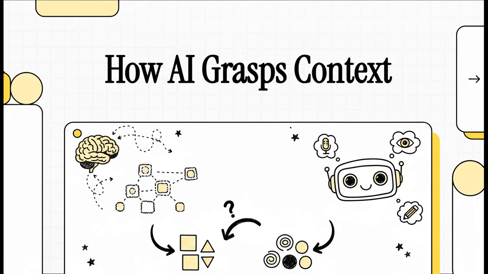All right, today we're going to pull back the curtain on the brilliant idea that makes everything from ChatGPT to these incredible AI image generators actually work. It's called the attention mechanism, and it's really the secret sauce for how machines finally learn to understand context. So how on earth does it work?